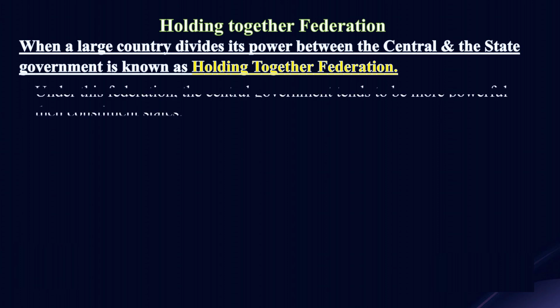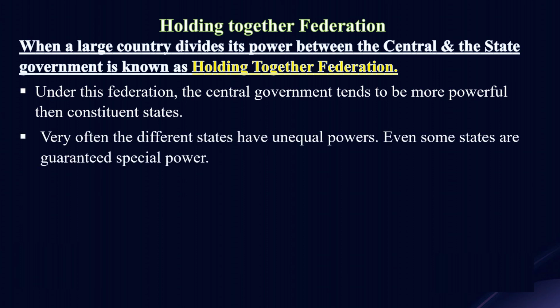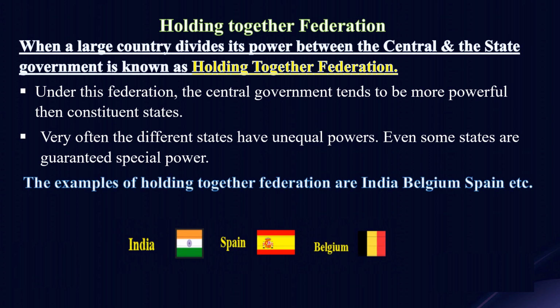Under this federation, the central government tends to be more powerful than the states. And very often the different states have unequal power. Even some states have been granted special powers. The examples of holding together federation are India, Belgium and Spain.